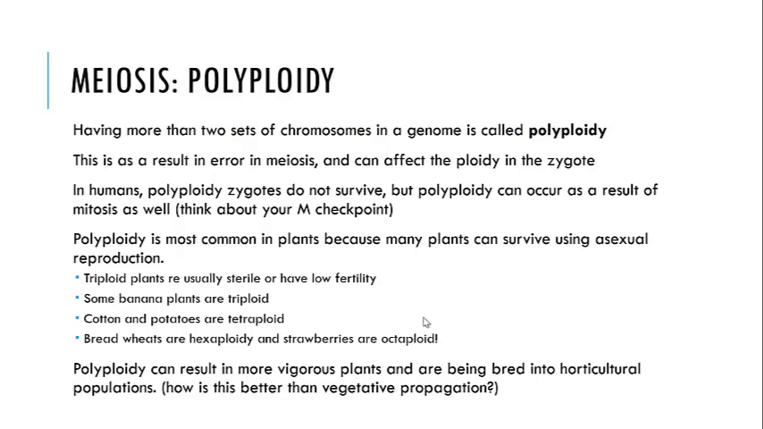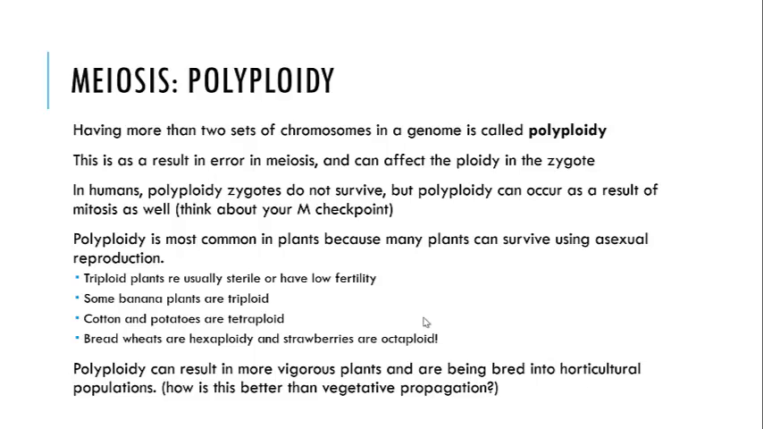We also want to have a look at polyploidy. Remember, ploidy was one of the words we had up on the whiteboard the other day to talk about adding to your cue cards. Having more than 2 sets of a chromosome in a genome is called polyploidy. This is a result of an error in meiosis and can affect the ploidy in the zygote. In humans, polyploidy zygotes don't survive, but polyploidy can also be a result of mitosis.